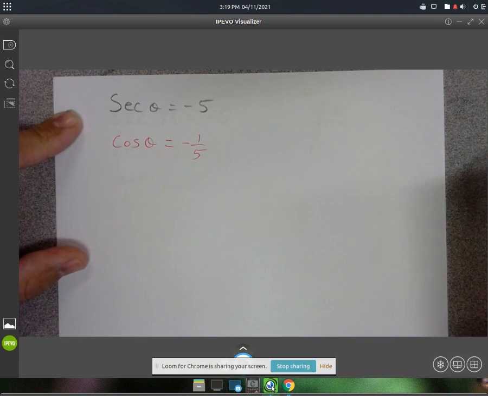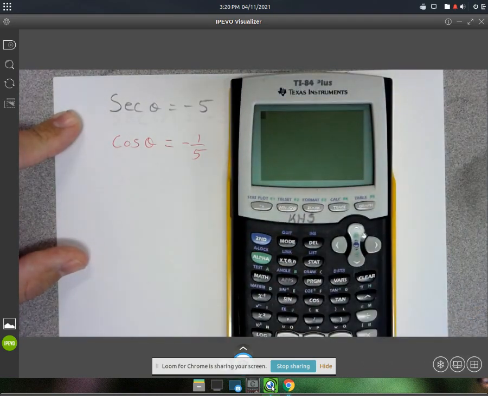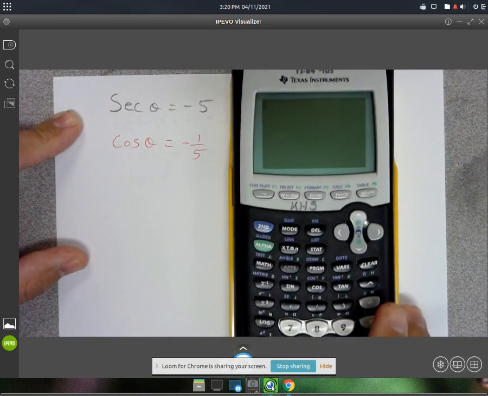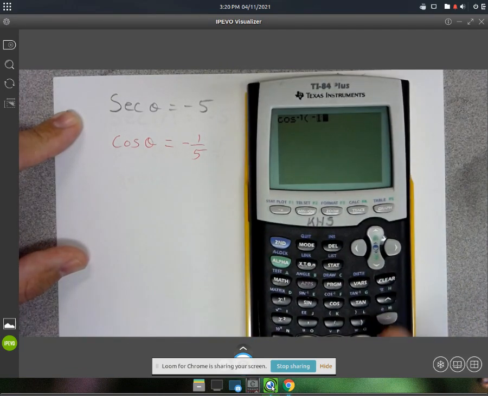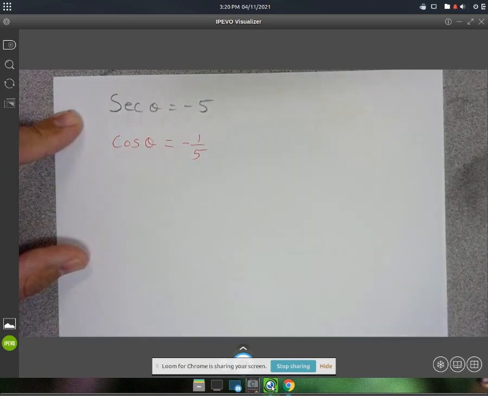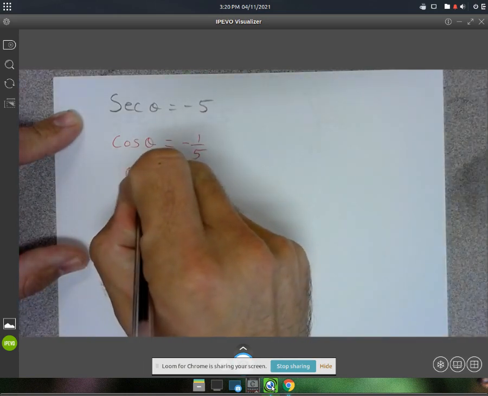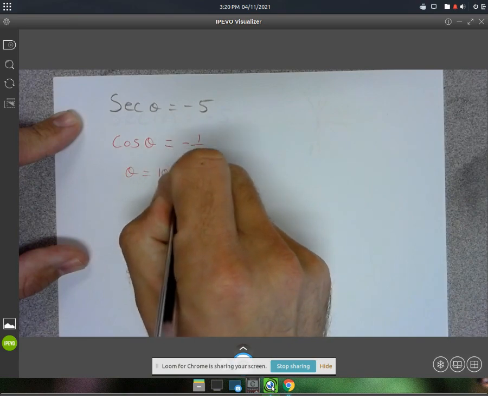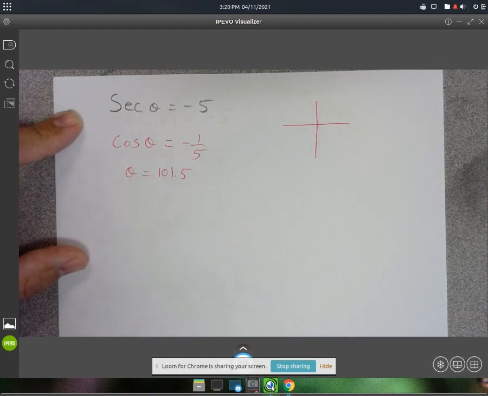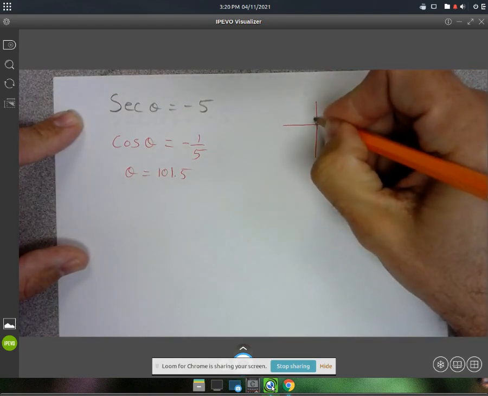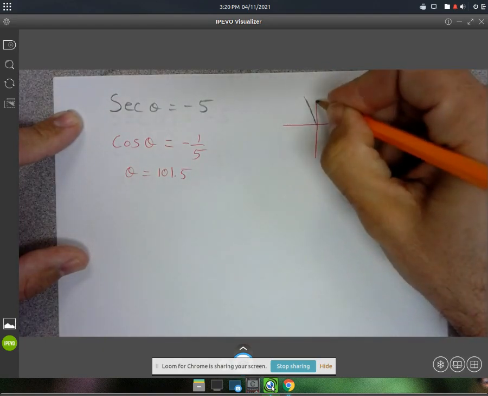Okay, and now I can go ahead and apply my inverse cosine function. So inverse cosine of -1/5, and that's going to give me 101.5. So there's one of my answers, 101.5. Okay, so 101.5 is going to be somewhere in this neighborhood, a little bit bigger than 90.